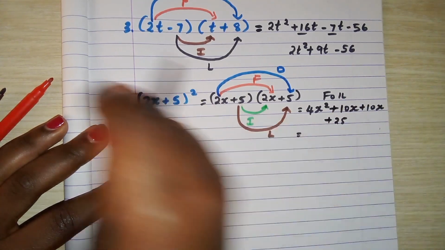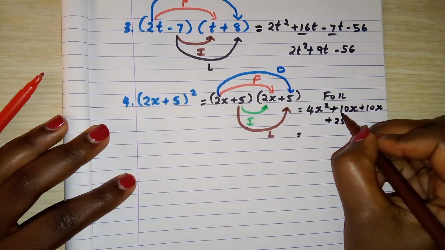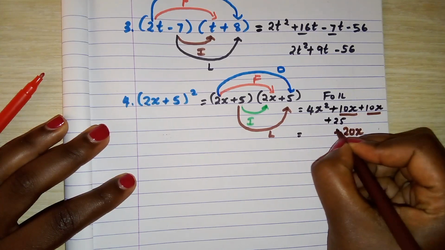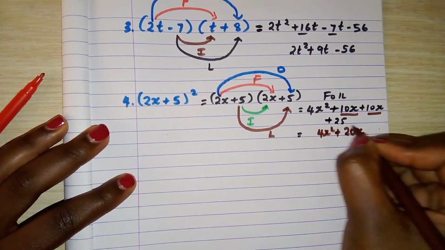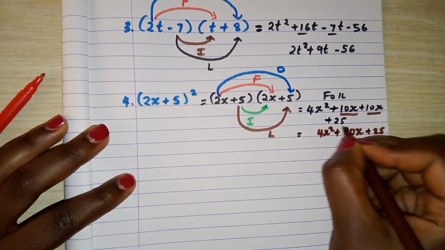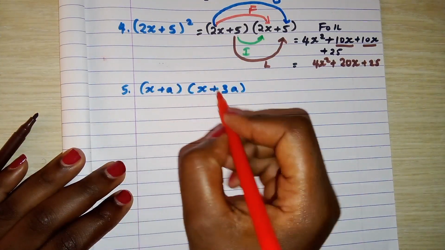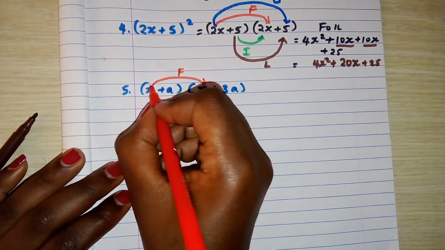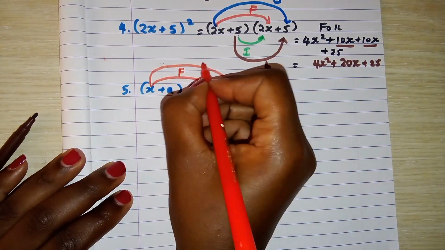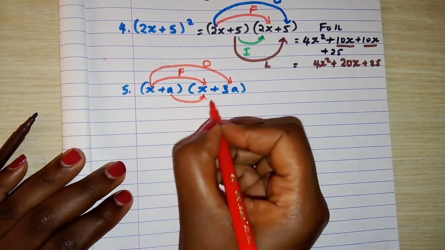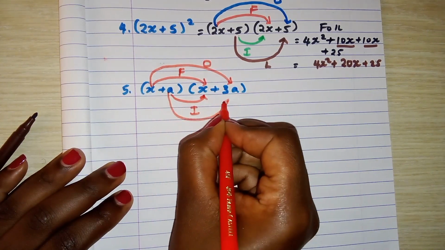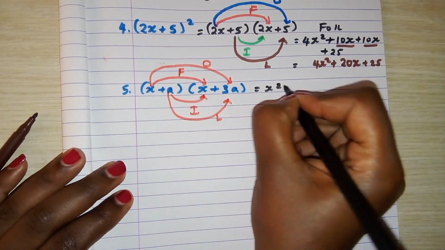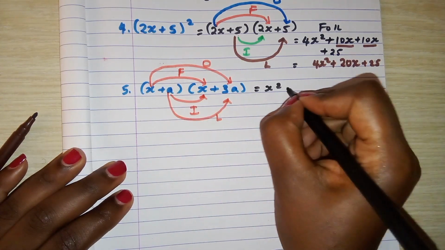Then like terms together, we have 10x plus 10x would be 20x, then in front we have the 4x squared and 25, and that will be the answer. Okay, number 5, x plus a, x plus 3a. So put the letters, so F, and then we have outside, inside, and last.